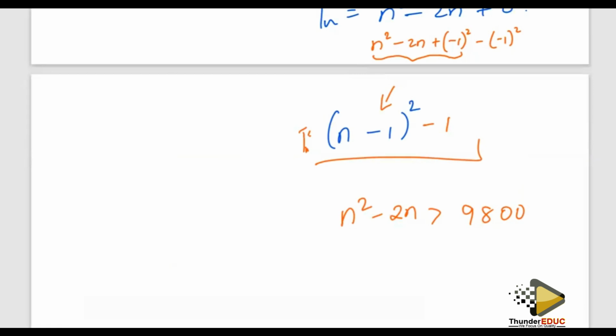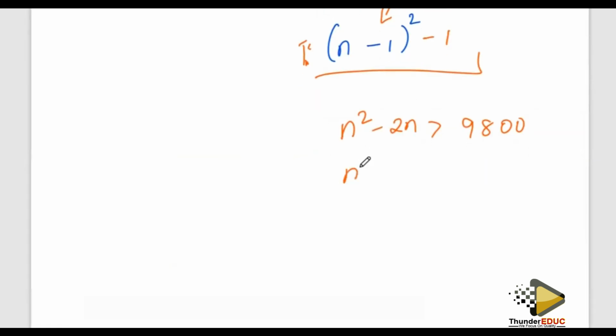Then I can create a quadratic. N squared minus 2n minus 9,800 is greater than 0. Substitute that into your quadratic formula. Okay. If I punch that into my quadratic formula, I'm getting 2 answers. I'll say my critical values. N is a negative 98 and then N is 100.